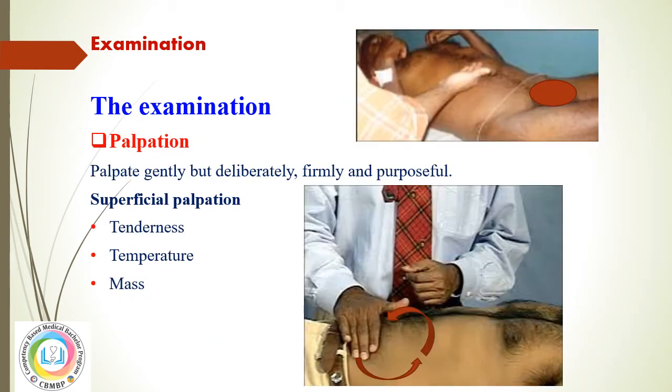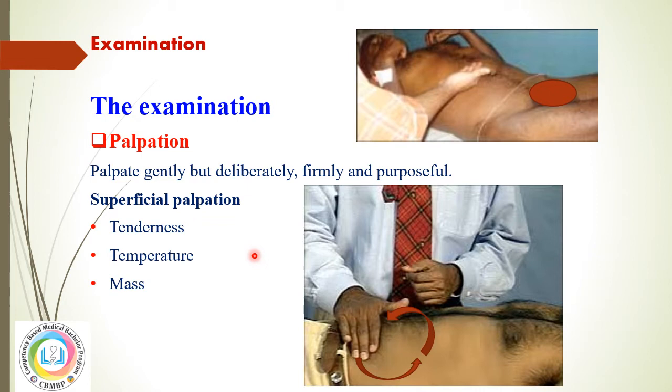Palpation of the abdomen, the next step after inspection. Palpation, we should palpate gently but deliberately, firmly and purposeful. مش جاست ان انا امشي ايدي على الابدومن كده في اي اتجاه بحذر، لا انا لازما يبقى لي intention while I am moving and pressing my hand and trying to detect the deeper organ. Palpation have two types, superficial palpation and deep palpation or organ palpation.